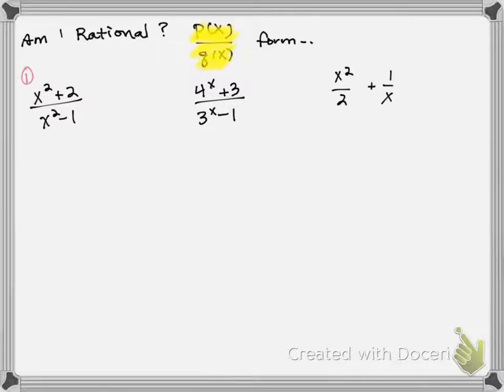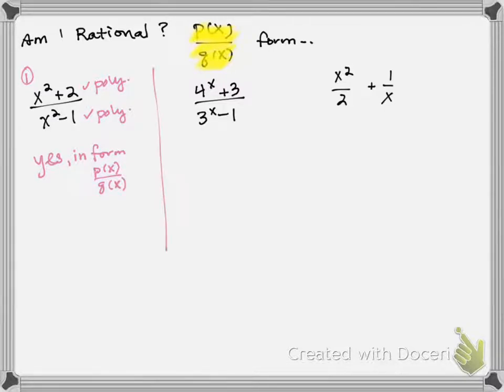We have x squared plus 2 over x squared minus 1. The top is a polynomial of degree 2. The bottom is a polynomial also of degree 2. So this first one, yes, it's rational, and it's already in the form that we need it to be of p of x over q of x. There's nothing to really do here for that one.